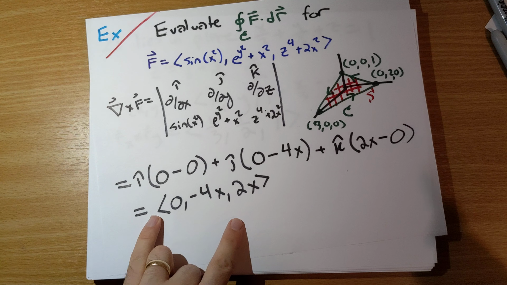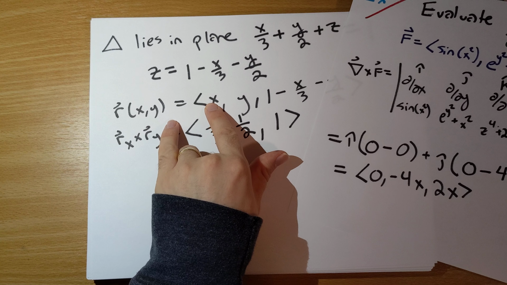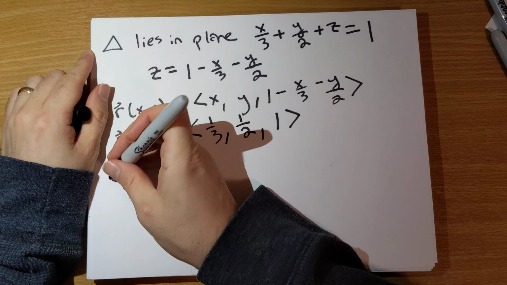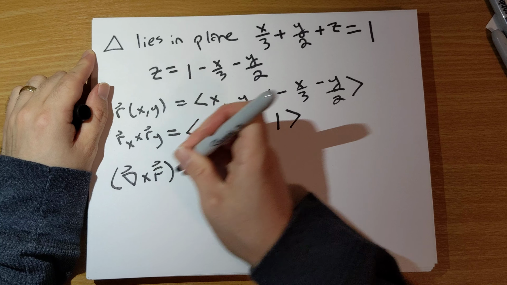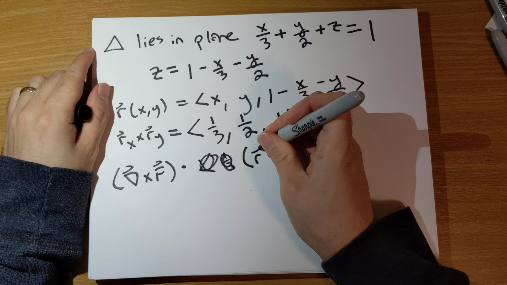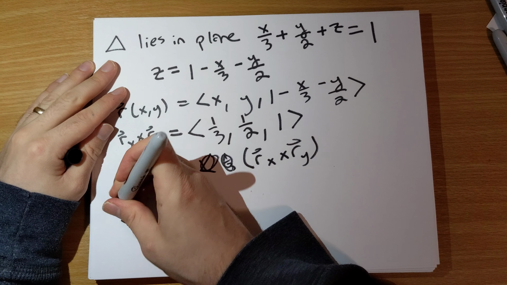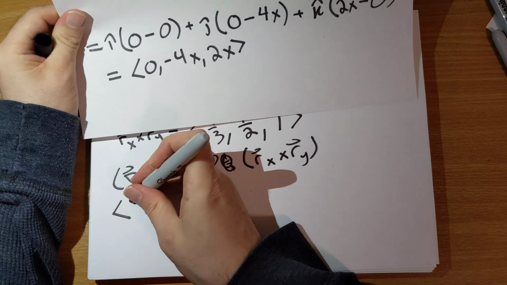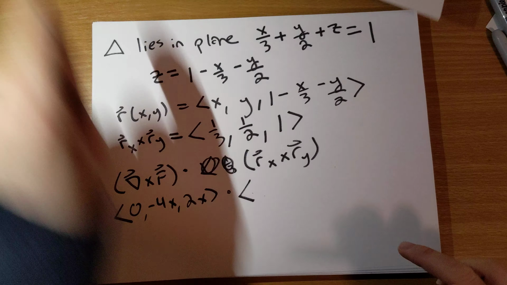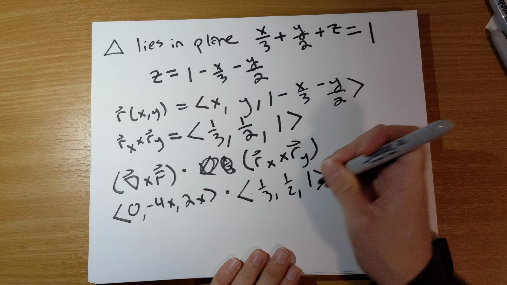The curl, the function that we're integrating here, has x's in it. We don't have to do any substitution because we'd be replacing x with x, so that checks out. So what's going to be our integrand? The curl of f dot product with the normal vector. I'll write it out here. So we'll do this dot this. The curl is 0, negative 4x, and 2x. And the cross product, giving us the normal vector, will be 1/3, 1/2, and 1.